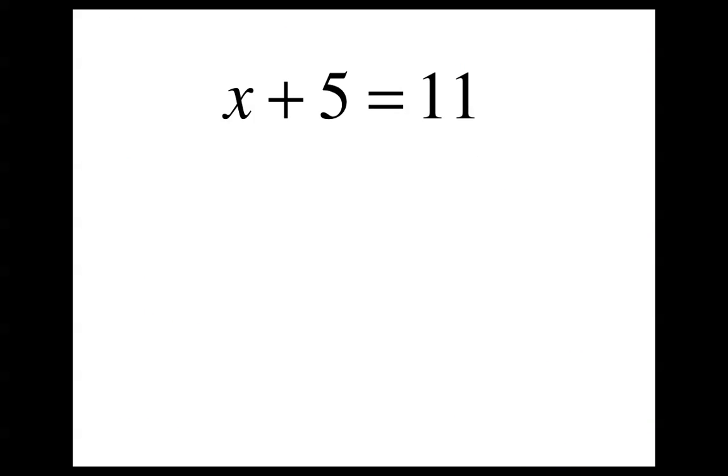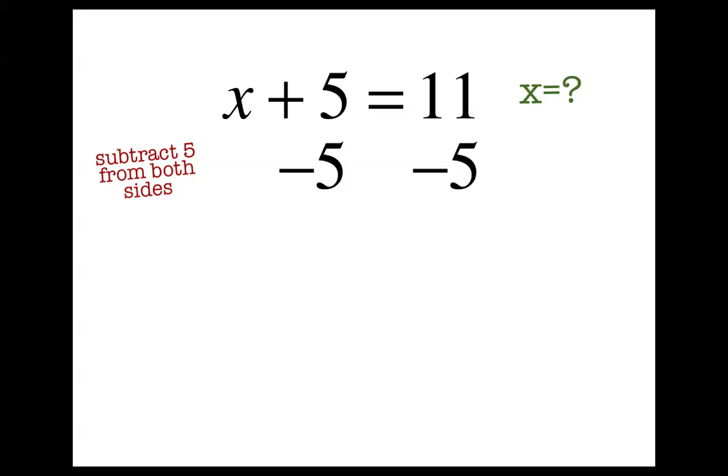Alright, now, what if you have x plus 5 equals 11? You might be able to figure out what x equals right off the bat, but I want to show you a little technique for solving equations. We're trying to figure out what x equals. So I'm going to subtract 5 from both sides. I'm allowed to do that because I'm going to do minus 5 on the left, and I'm going to balance that out with a minus 5 on the right.